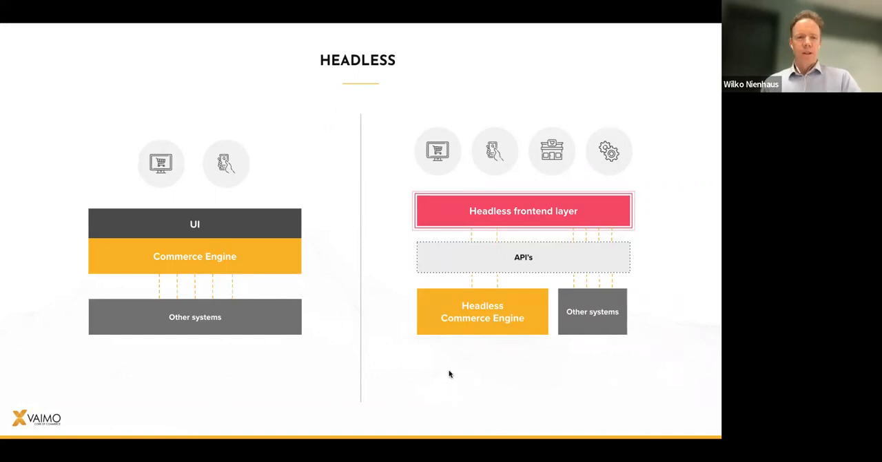So this would be your system of innovation in this model. Traditionally, what you would see on the left-hand side is that the commerce engine includes the presentation layer, or the user interface.